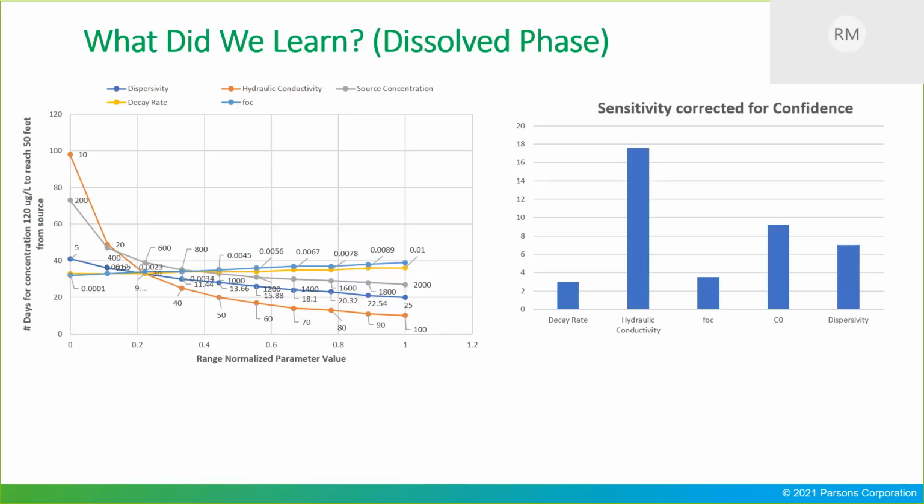So the key takeaway from this left graph is that conductivity and decay rate are your plume migration drivers. Here you can see that when there is an increase in conductivity and decay rate, the number of days it takes to reach that threshold value of 120 micrograms per liter of benzene is significantly reduced. And here you can see 0.2 is kind of an inflection point. After that, below that point, the change in slope for these different input parameters is minimal.